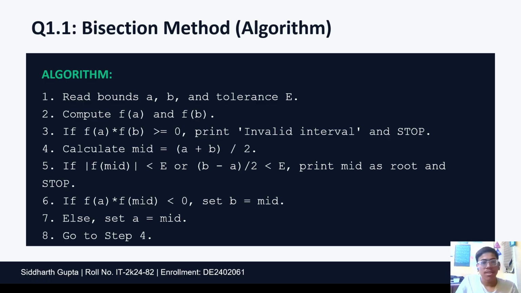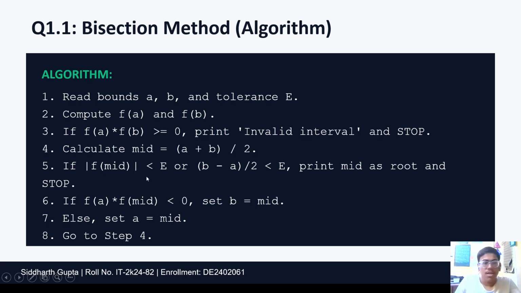Now the algorithm for the bisection method is: first we will read the bounds a, b, and tolerance e. e is normally 0.0001. a, b are the two points between which the root is lying. We will compute f(a) and f(b). If f(a) into f(b) is greater than or equal to 0, we will print that the interval is invalid and we will stop. Otherwise, we will calculate the mid, that is equal to (a plus b) by 2.